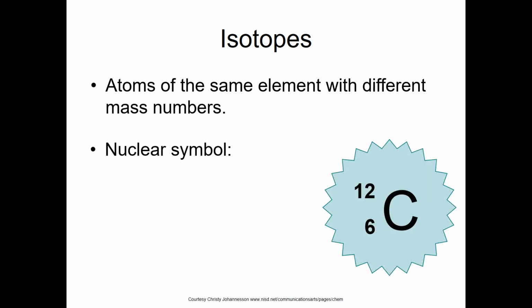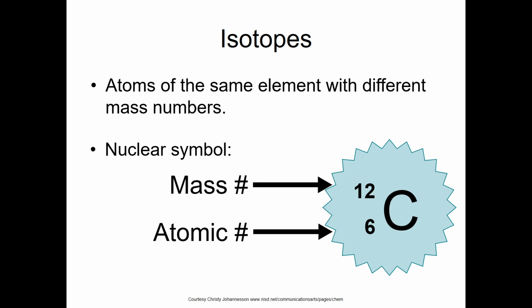So we have the nuclear symbol notation. The top left number is the mass number, and the bottom left number is the atomic number. And we have the hyphen notation, which is the name of the atom, hyphen, and mass number.